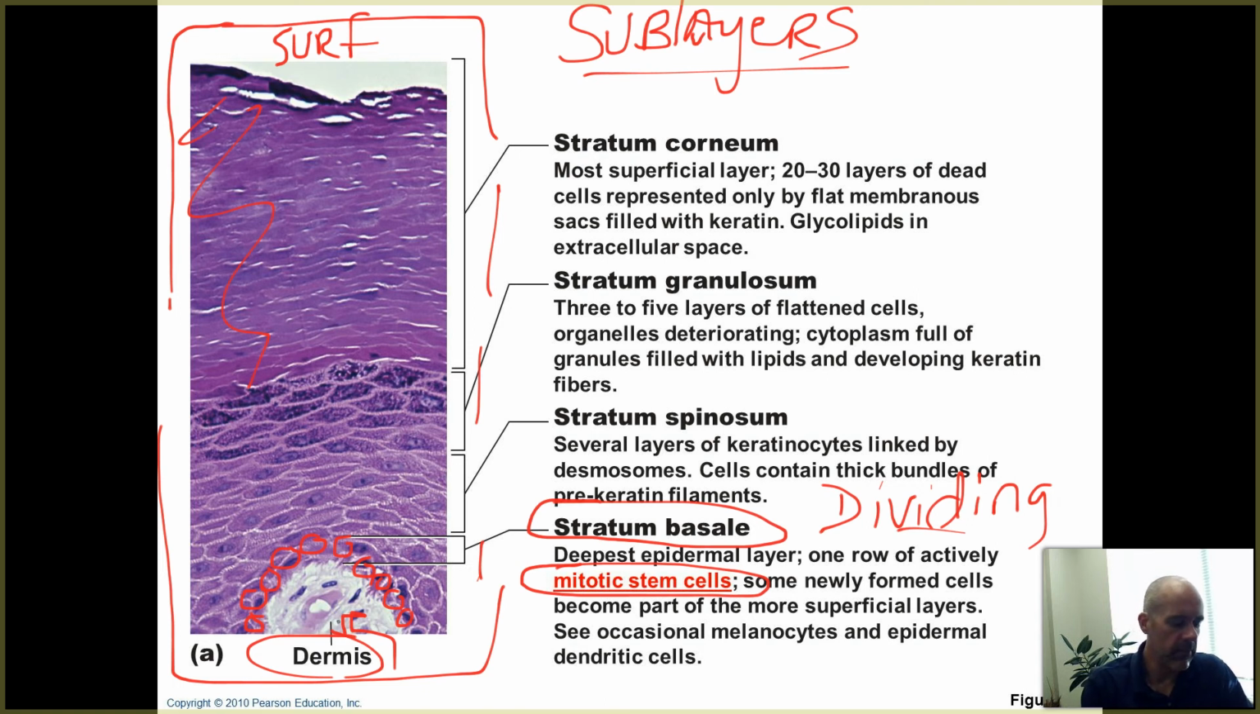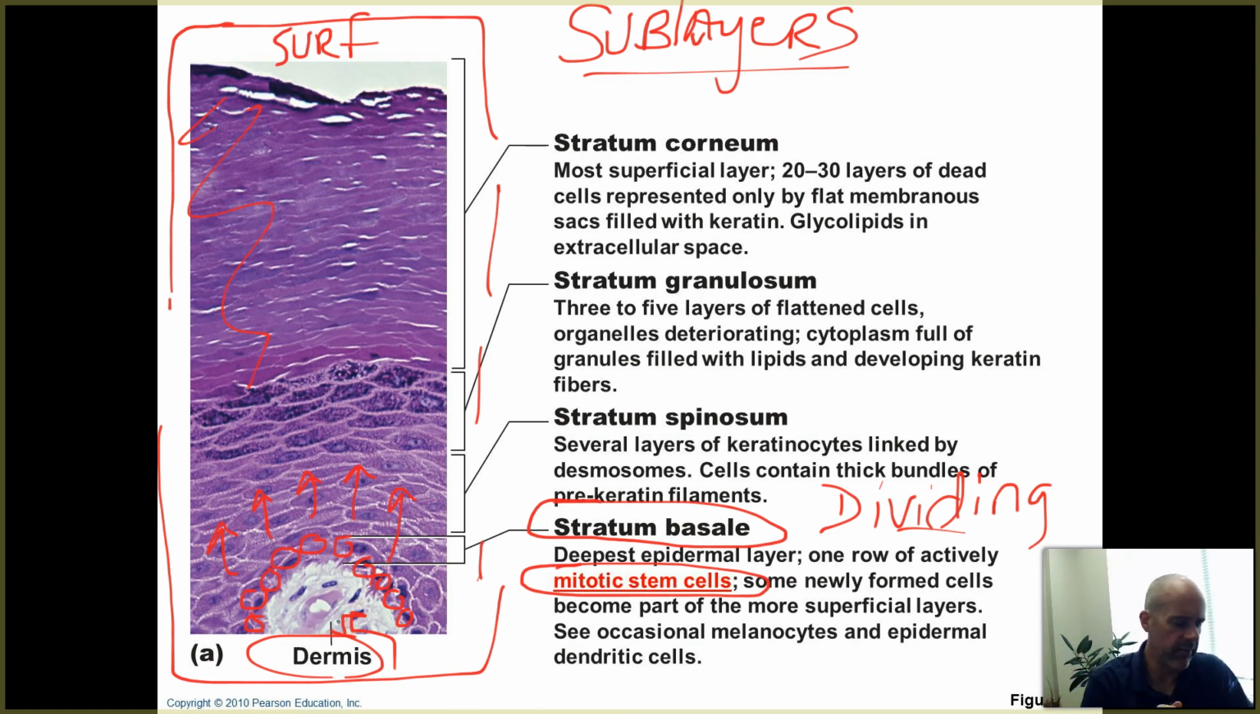Down in here in the stratum basale, that's the only sublayer of the epidermis where cells are actually capable of dividing. As new cells are created, the epidermis is a very active layer here. As new cells are formed, they get pushed upward in the epidermis. You guys know you're constantly sloughing off dead skin cells. Well, where are the replacements coming from? They're coming from this stratum basale. As those cells divide, they create new epidermal cells, and those new cells get pushed upward.